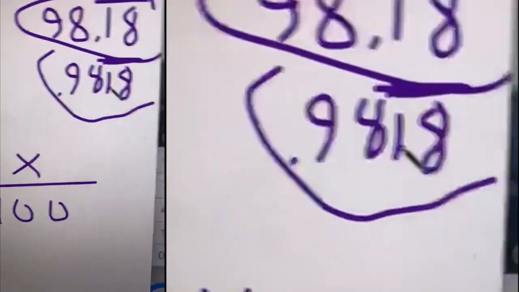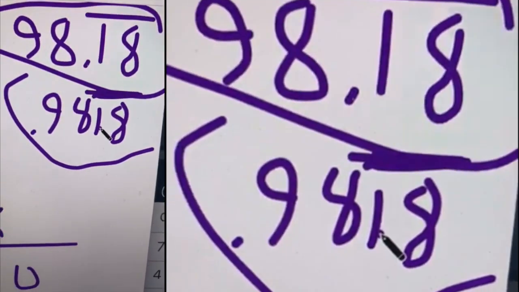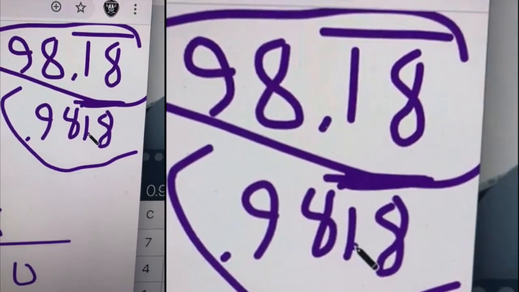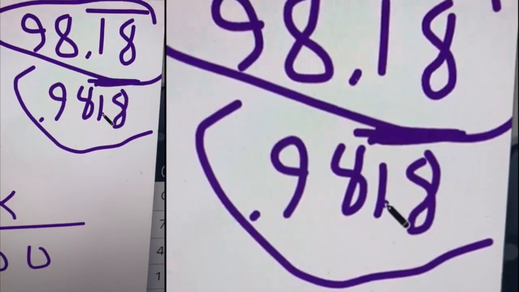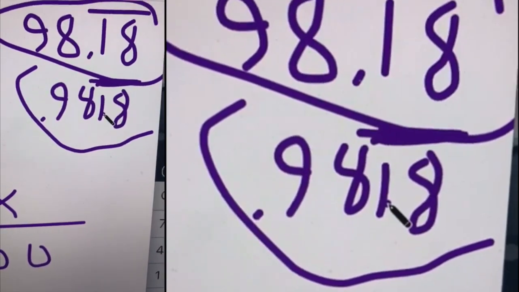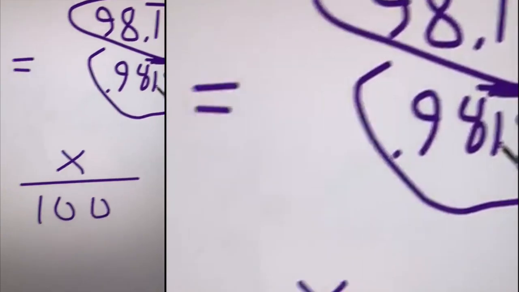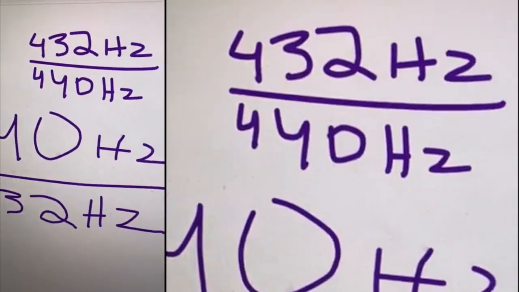So anytime you have a beat, if you slow it down by 98.18%, then that's going to change your tuning. It's going to make it a little bit flat, and it's going to change your tuning to 432 hertz.